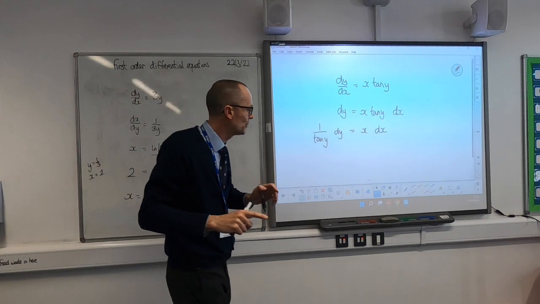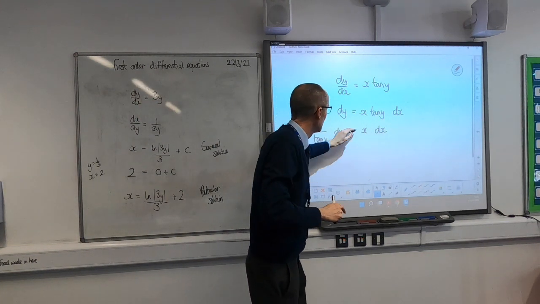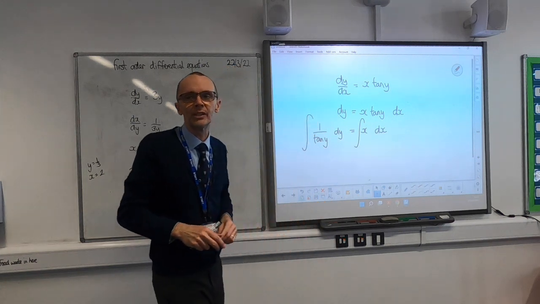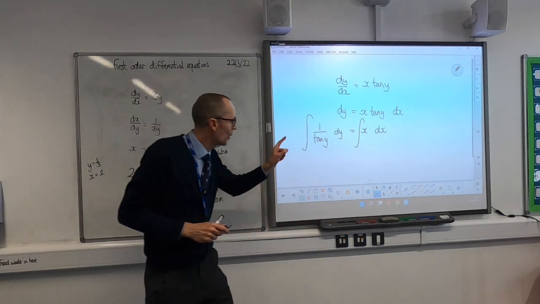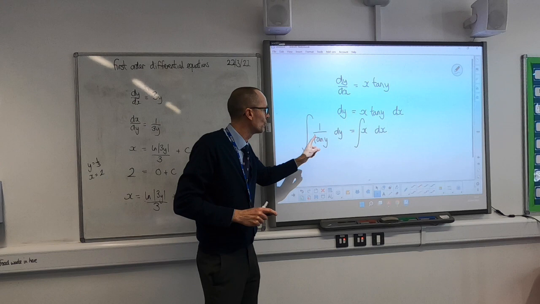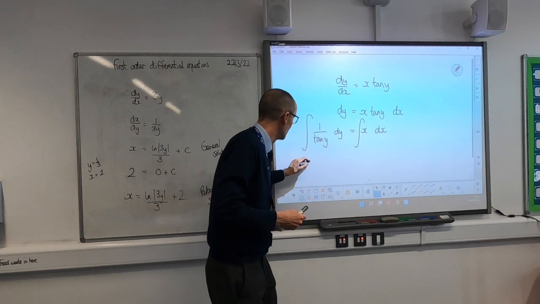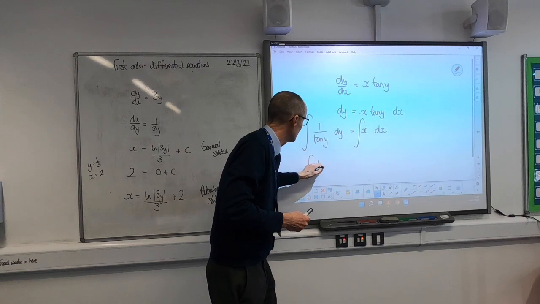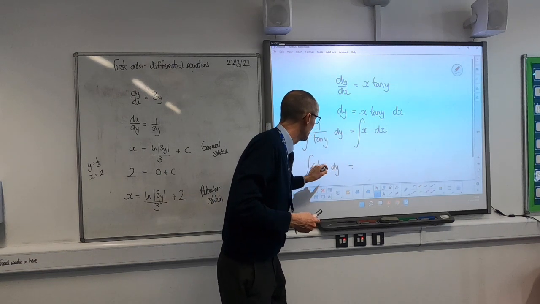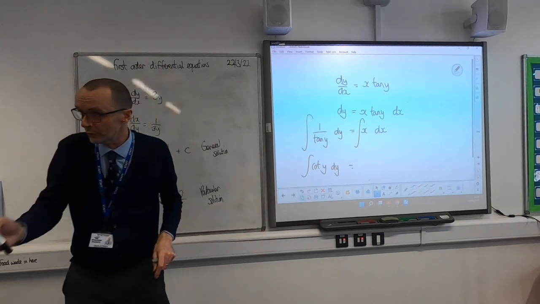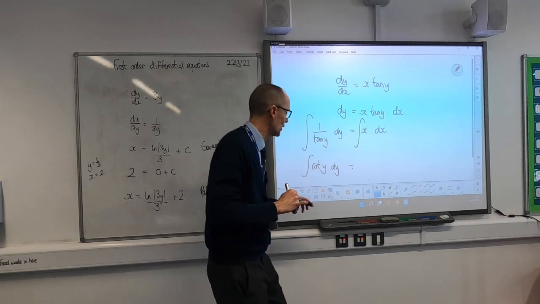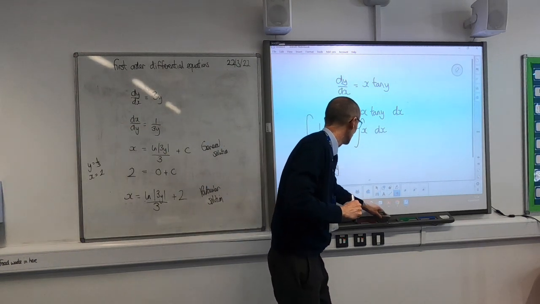And what I can now do is two separate integration sums. On this side, it's an integration with respect to y. y is my variable, and 1 over tan is cot. And you'll find how to integrate cot on the formula sheet. So that's going to be something to do with y.